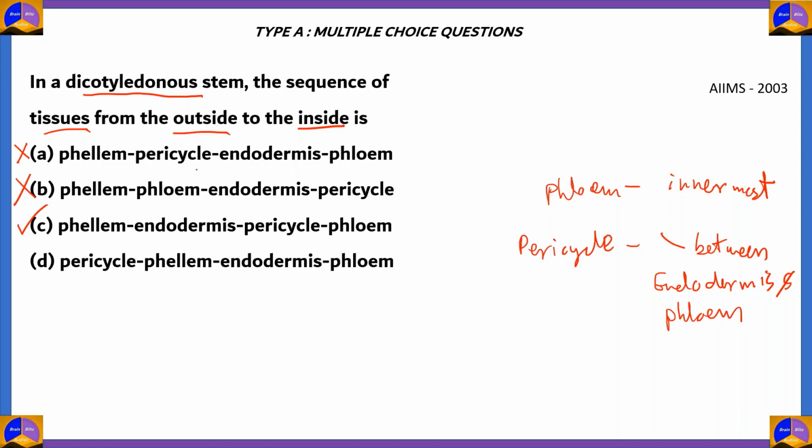Over here, the endodermis is between pericycle and phloem, which is incorrect. Option A is incorrect. And over here, it's the same scenario. The pericycle is kept at the top at the outside of a dicot stem, which is also incorrect. So option C is the right answer, which contains both of our conditions. Phloem is innermost and pericycle is between the endodermis and the phloem. So the phloem is the outermost part of a dicot stem, followed by the endodermis, and then by the pericycle, and at the innermost, we have the phloem.